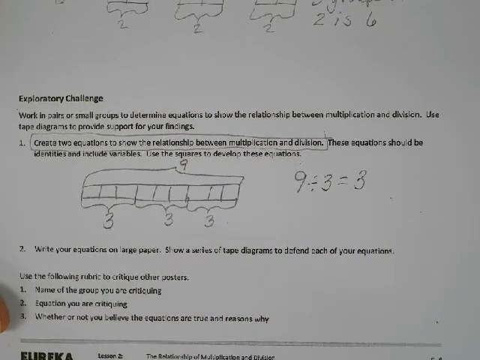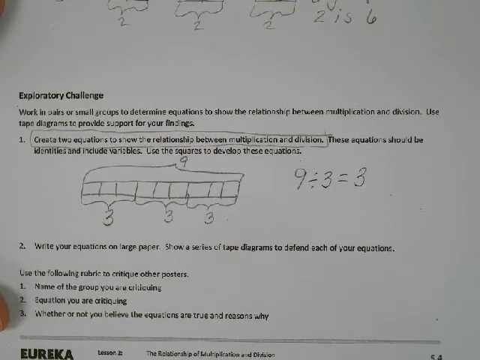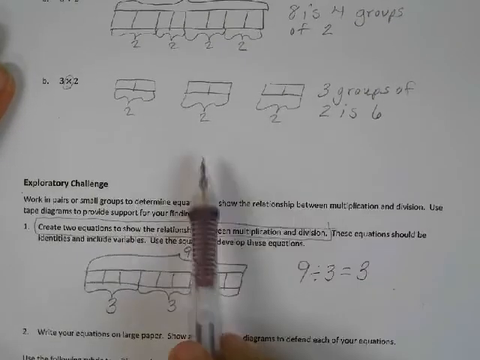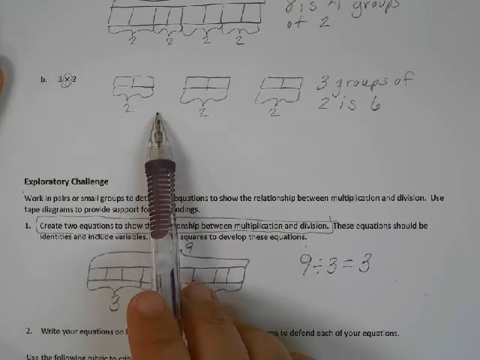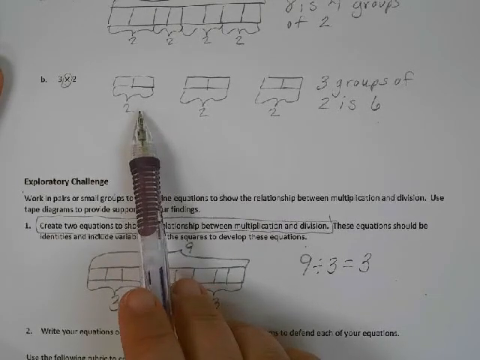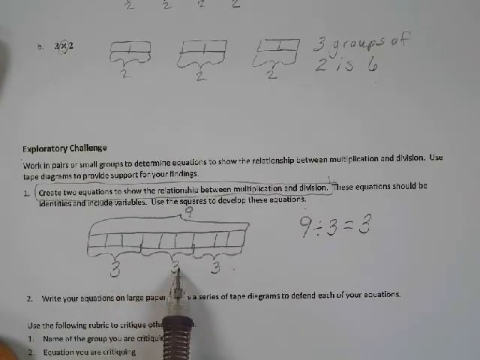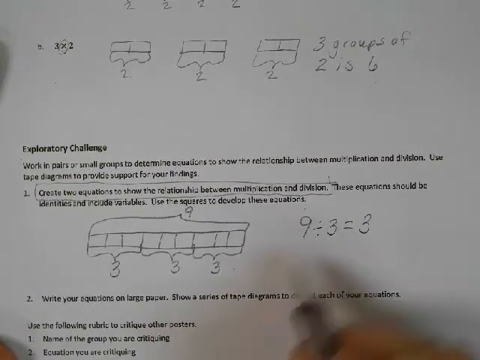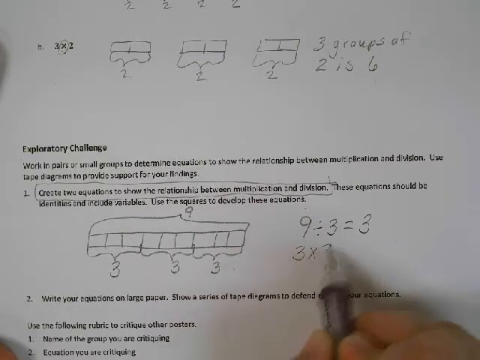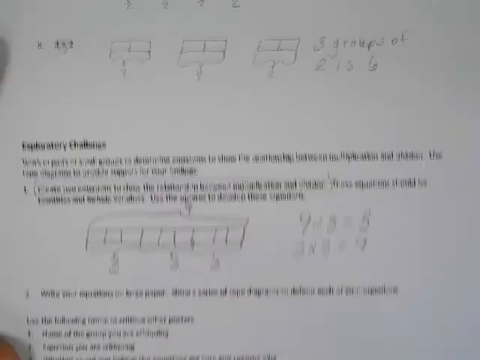I also know that according to this example up here with multiplication, multiplication is repeated addition, and these numbers are all the same, so that's the same as repeated addition. So this time I have 3 groups of 3, which is equal to 9.